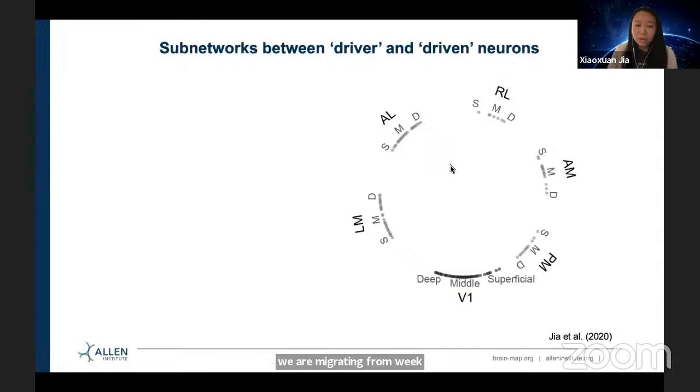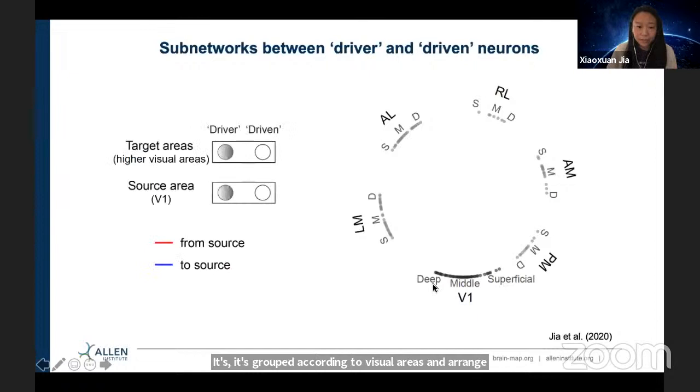We can also visualize the subnetworks between driver and the driven neurons by plotting the adjacency matrix in the graph perspective. Each node in the graph is a recording site. It's grouped according to visual areas and arranged from superficial to deep clockwise. If we take a source area V1, for example, connections from source to other areas will be plotted with red, and connections back to the source area will be plotted with blue.